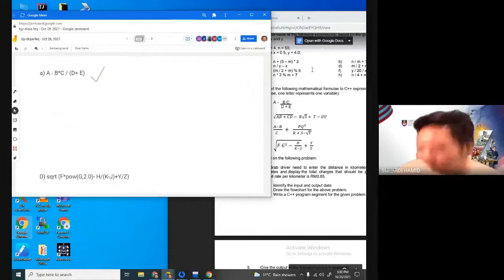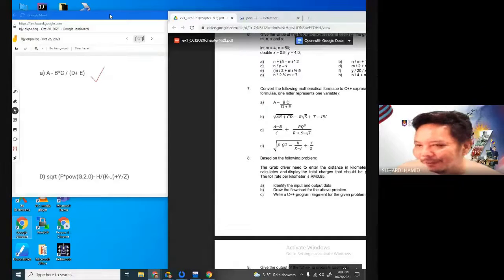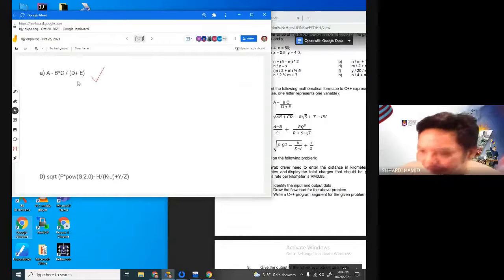D. We have, there you go, square root of F multiplied by power of G square minus H over K minus J. All right, that is done first, that is done second, then that will be performed. Plus Y divided by Z.